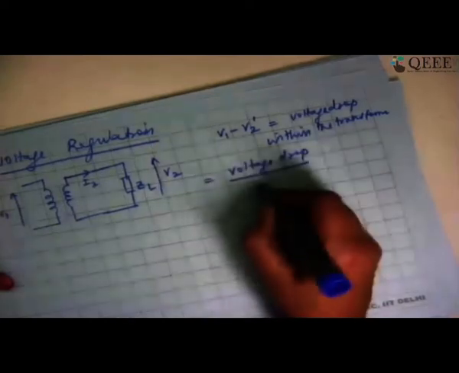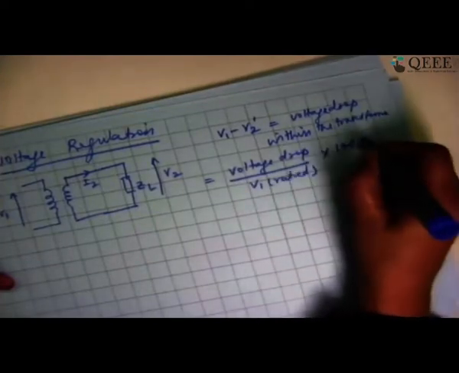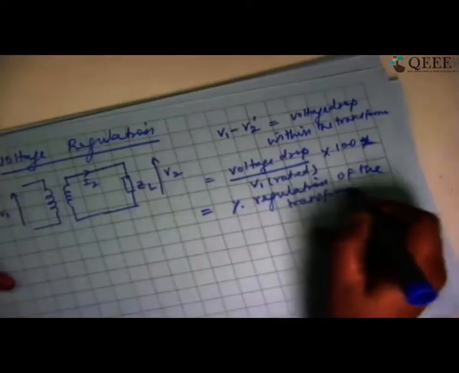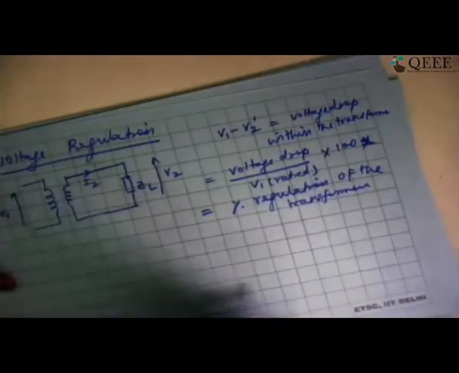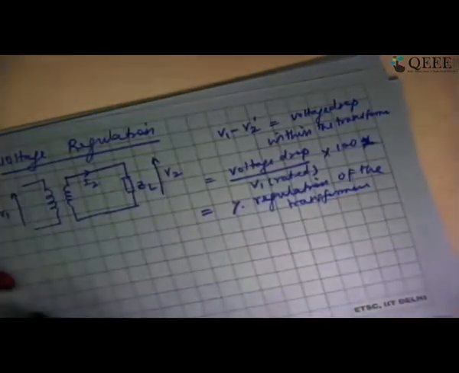So, if I say that the voltage drop divided by either V2 dash or V1, I would say V1 rated, this is actually the regulation of the transformer. If I multiply that by 100, I would call it the percentage regulation of the transformer. So percentage regulation gives you an idea how much is getting dropped within the transformer itself. So it is a performance index of the transformer.